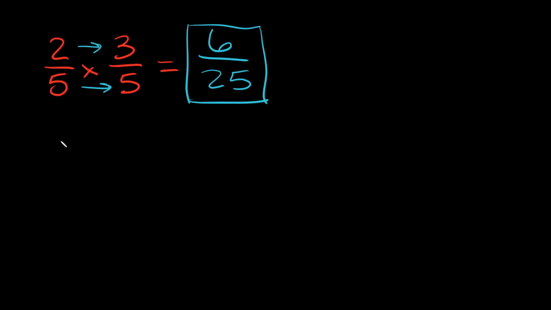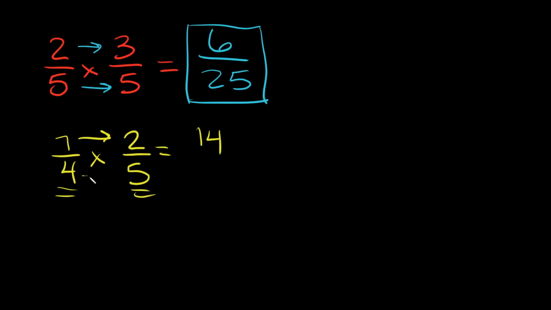This time, what if we had an improper fraction times a proper fraction? Again, this is an improper, this is a proper. They both have different denominators. It doesn't matter. What's 7 times 2? That's 14. What's 4 times 5? That's 20. Can we reduce this? Sure, both numbers are even, so they're divisible by 2. So we can divide the top and the bottom by 2. What's this reduced down to? 7 over 10.